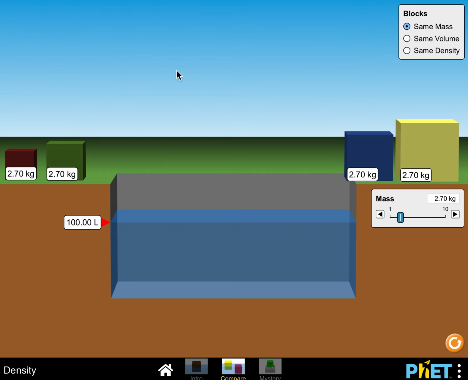Hi everyone, here we're going to have a discussion about the density lab. So here we're looking at 4 different materials and they all have the same mass but different sizes, increasing from left to right. So before we continue, let's get an idea what mass is.